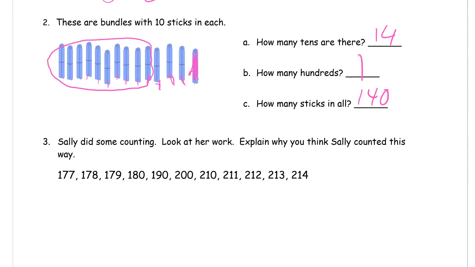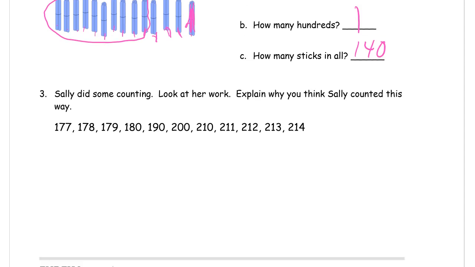Sally did some counting. Look at her work. Explain why you think Sally counted this way. Now look at what she's doing. She's counting up by ones here, and then she starts counting up by tens. And then she starts counting up by ones again.